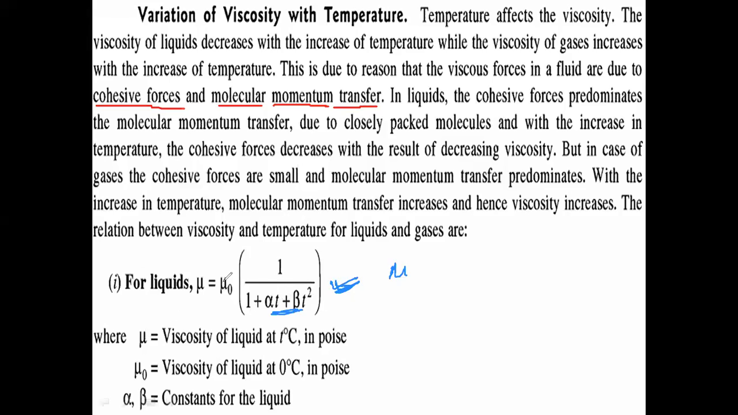See, these are mu0, then alpha, beta. These are the standard values. What is mu0? It is the viscosity of liquid at 0 degrees Celsius. So whenever any liquid reaches 0 degree temperature, its viscosity will be fixed. It will not change. So this value is fixed. And alpha and beta are constants. These are also not changed. And T is the temperature, that is, any temperature.